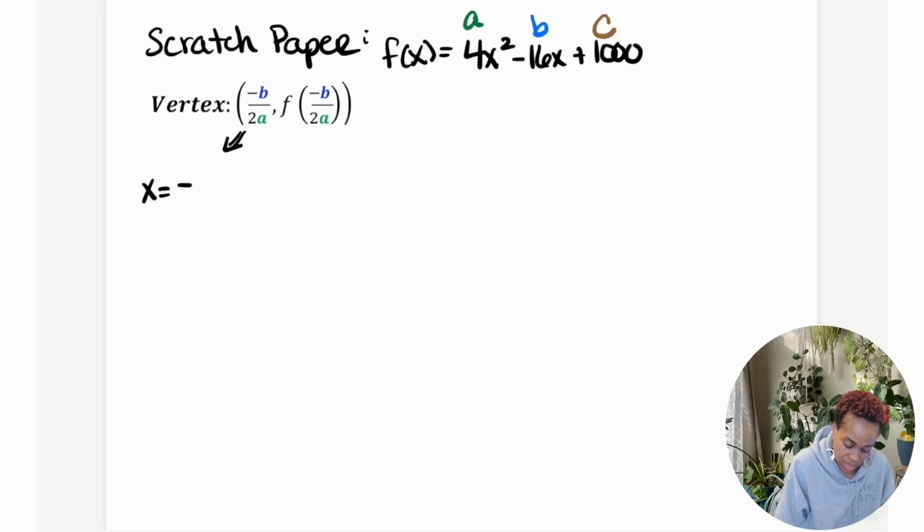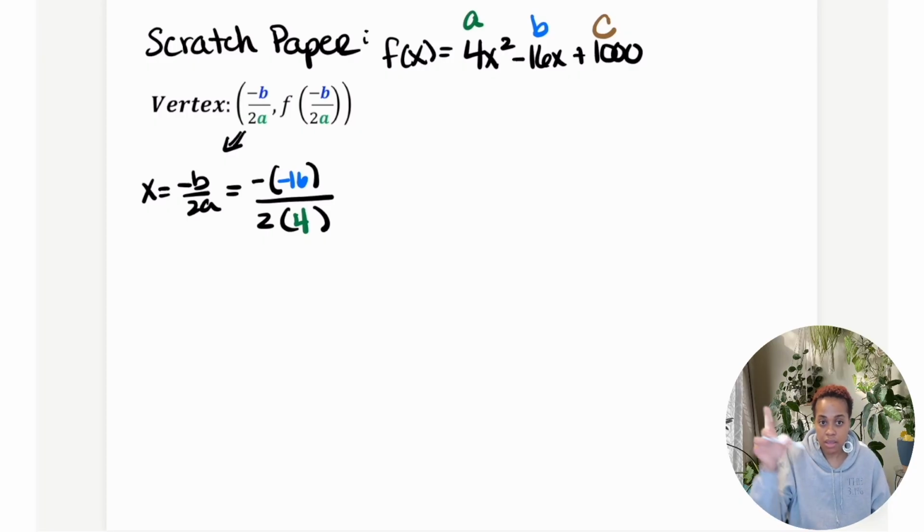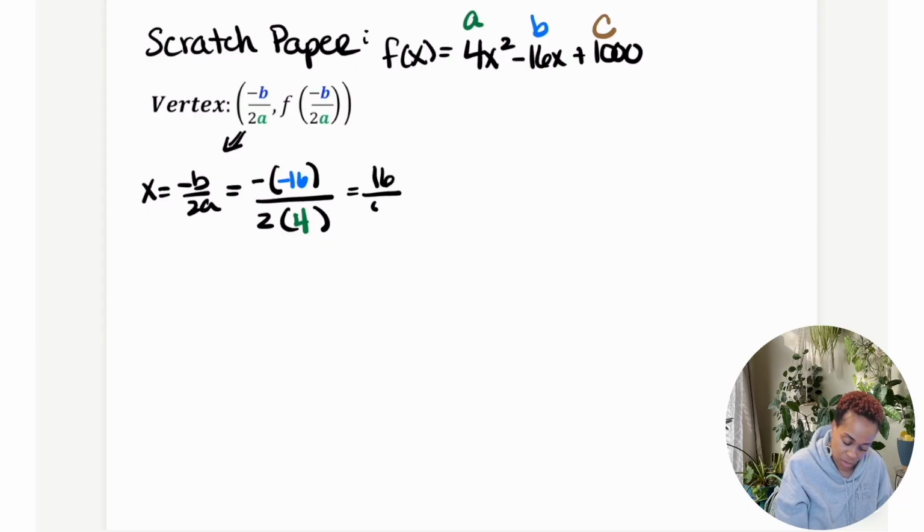So our X is negative B over 2A. So that's going to be a minus, and then I'll say over 2. So minus 16, and then 4. Y'all see that? I put the A, and I put the B, all right? So a minus 16, that's going to be a positive 16, and then 4 times 2 is 8. So 16 divided by 8 is 2. Easy? And then to find the Y value, we take F at this point.